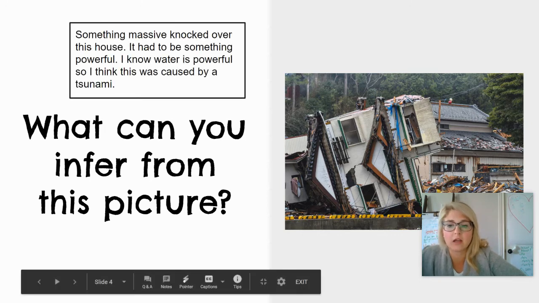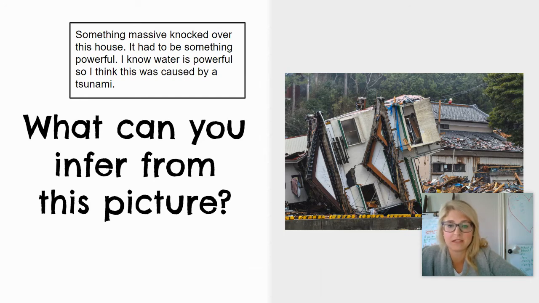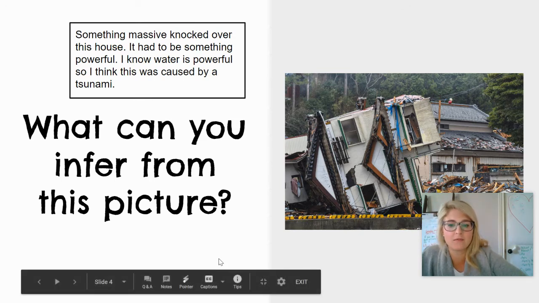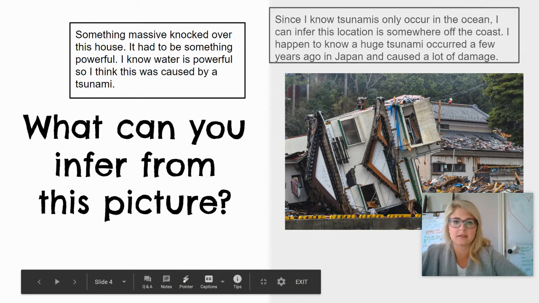So here's something I know. I see that something massive must have hit that house to be able to knock it completely over, right? And I happen to already know in my schema that water is a pretty powerful thing. And I'm pretty sure that this was caused by a tsunami. What do y'all think? Okay, so right there, I did a simple inferring thought. I had some simple inferring thoughts. Let me keep going. I have a few more thoughts about this.